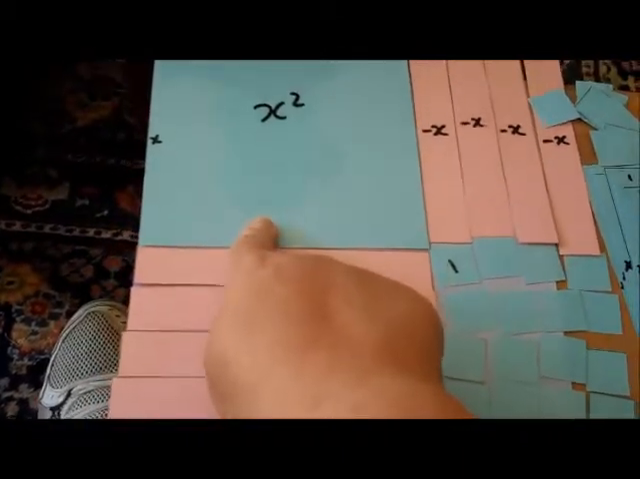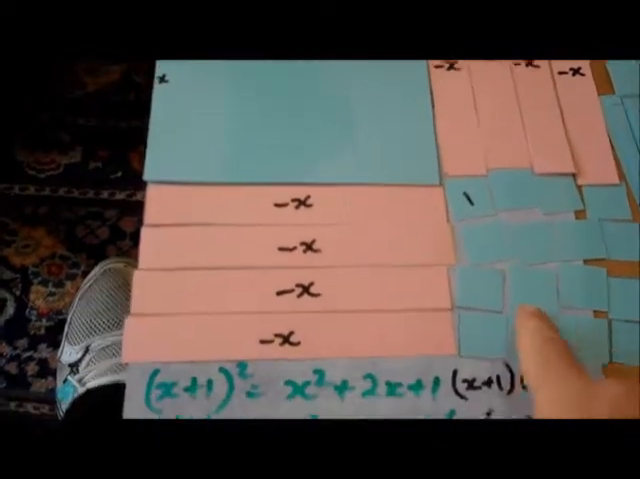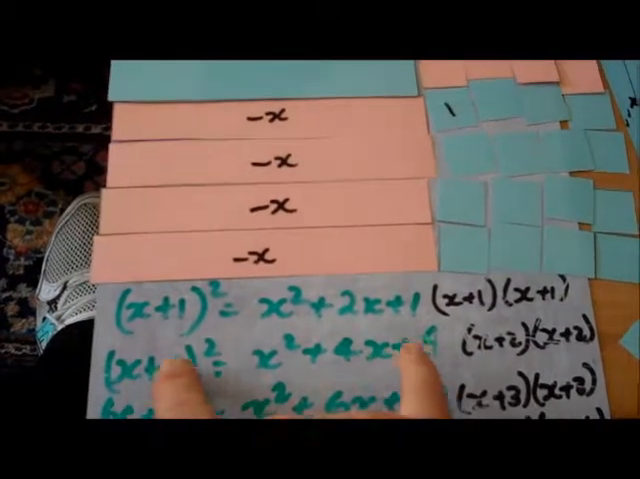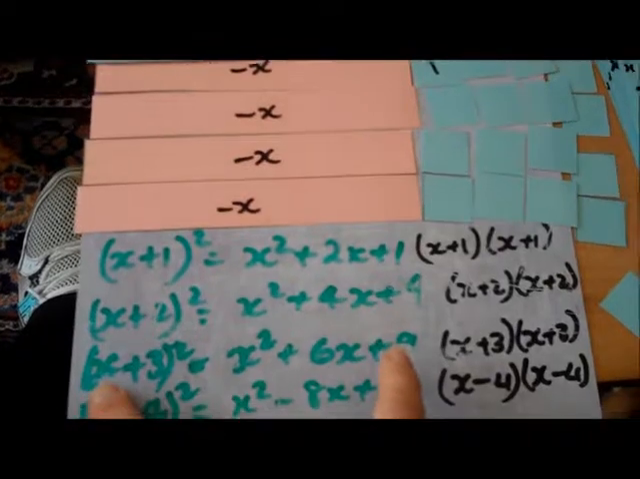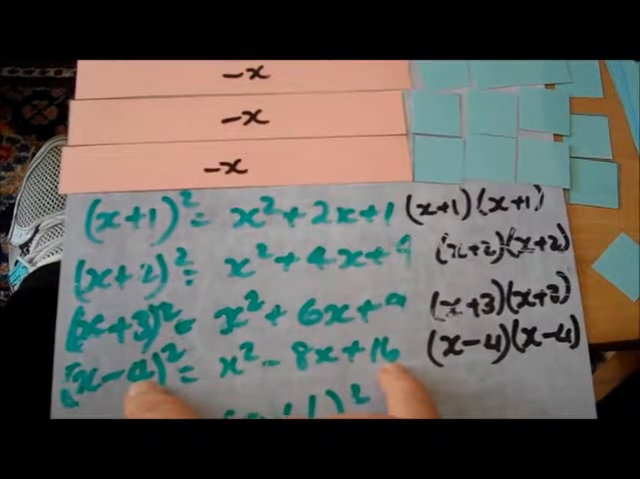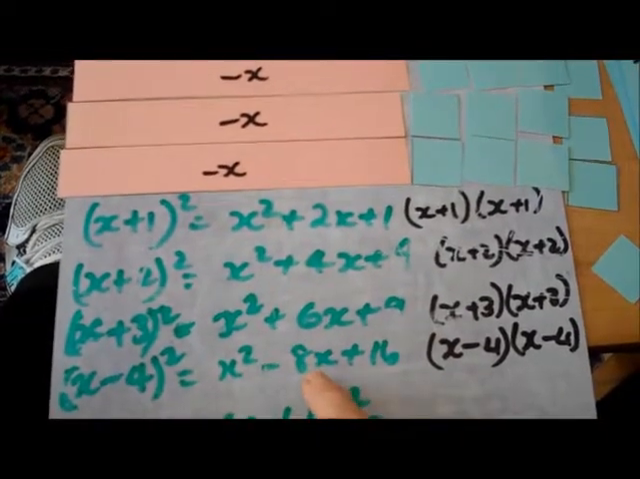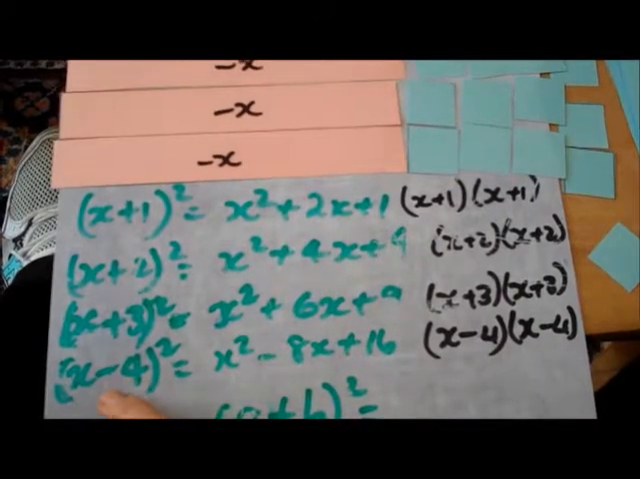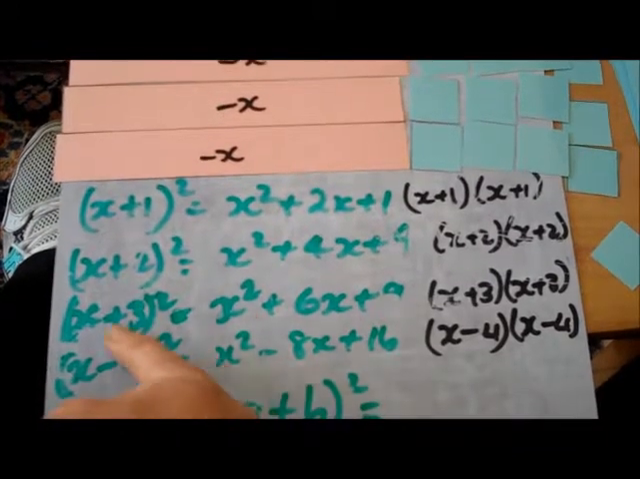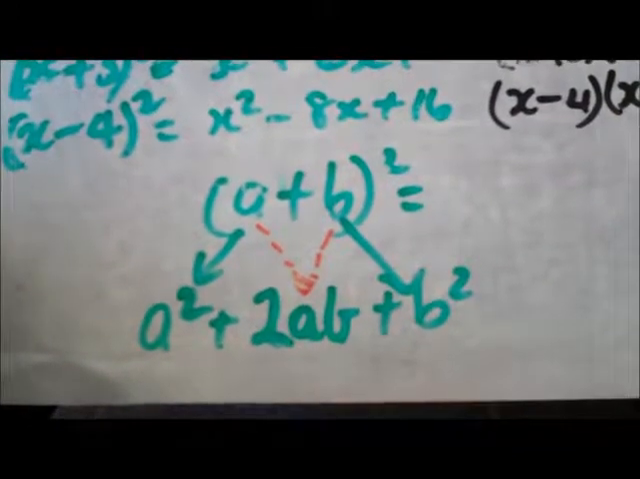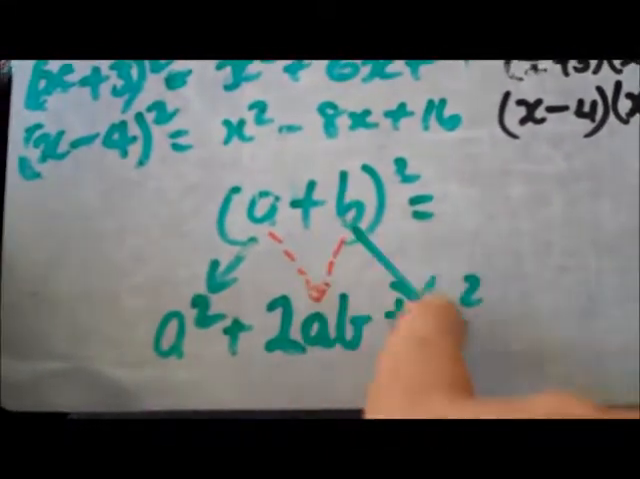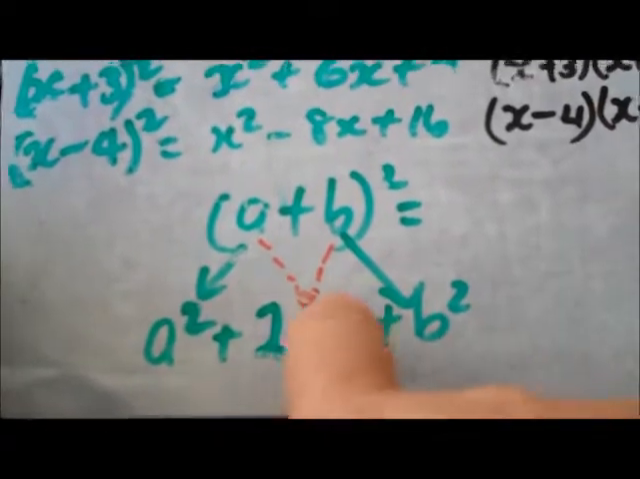I don't know if you noticed, but every single square has the form: the first part squared, and the second part squared. So for example, x squared and 1 squared, x squared and 2 squared, x squared and 3 squared, minus 4 squared is 16. See the pattern? The number in the middle is always 2 times the product of these two, so 2 times x times minus 4 is minus 8x. So the general rule for any perfect square is a squared, plus b squared, and the bit in the middle is always 2ab.